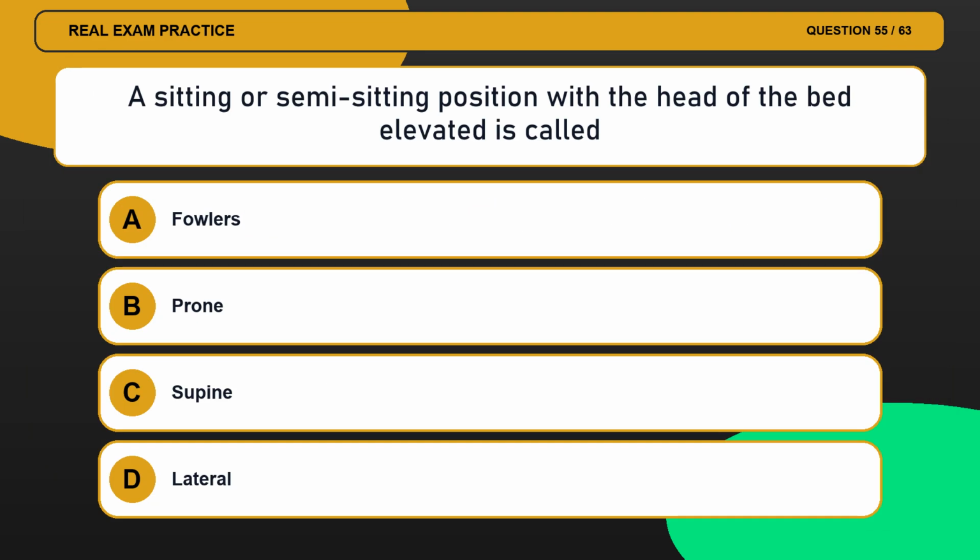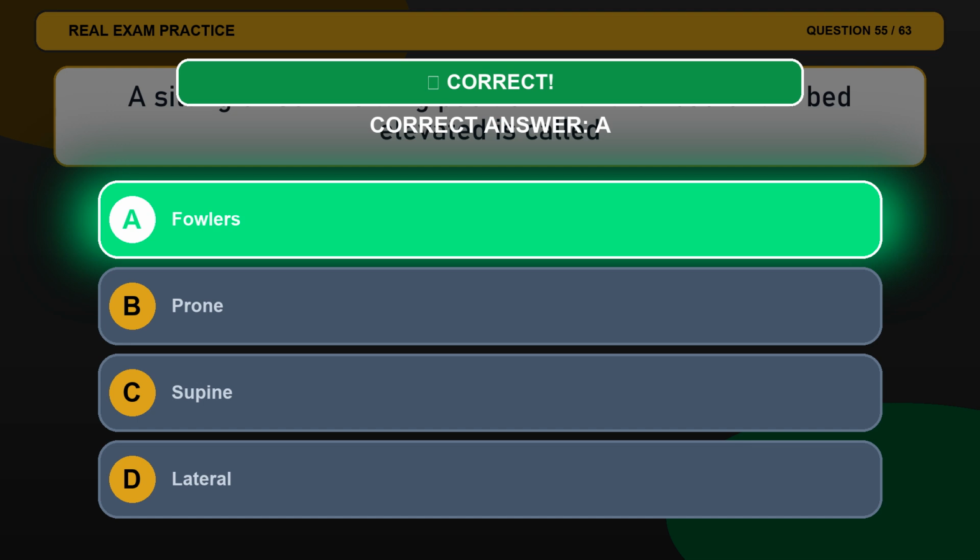Question 55. A sitting or semi-sitting position with the head of the bed elevated is called option A, Fowler's, option B, prone, option C, supine, option D, lateral. The correct answer is option A, Fowler's.